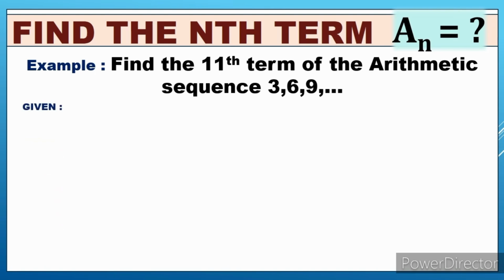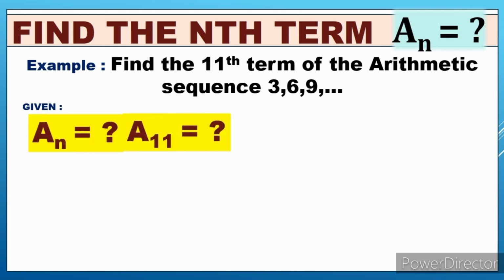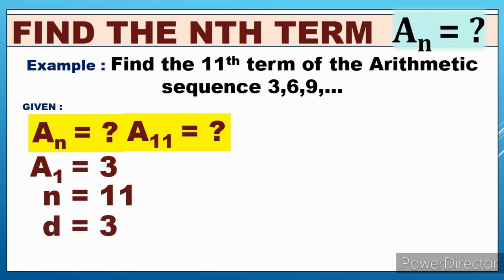Okay, the first step is to find the given. In this example, a sub n is unknown. A sub n will be a sub 11 because we're going to find the 11th term of the sequence. So our a sub 1, or the first term, is 3, and the number of terms is 11, which is the 11th term. And d is 3, which is the common difference.